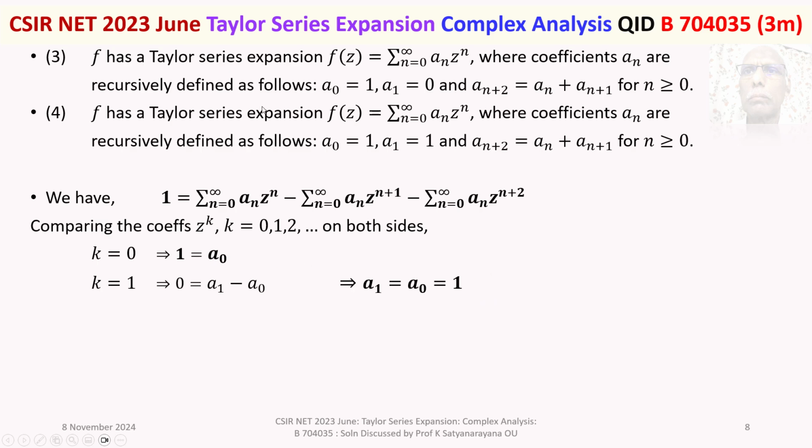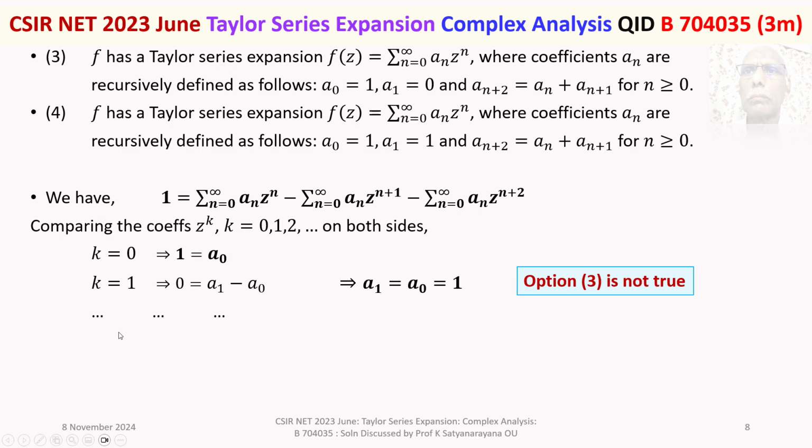So look at our option 3. In option 3, a0 is 1, a1 is 0. Therefore, option 3 is not true. And this a0 is 1, a1 is 1 is present in option 4. But we have to show this recurrence relation. Of course, without that also we will say that option 4 is true. But anyway, I will show you that relation.